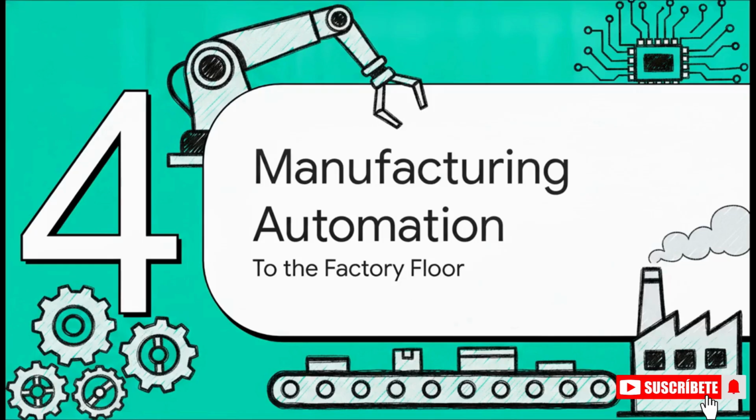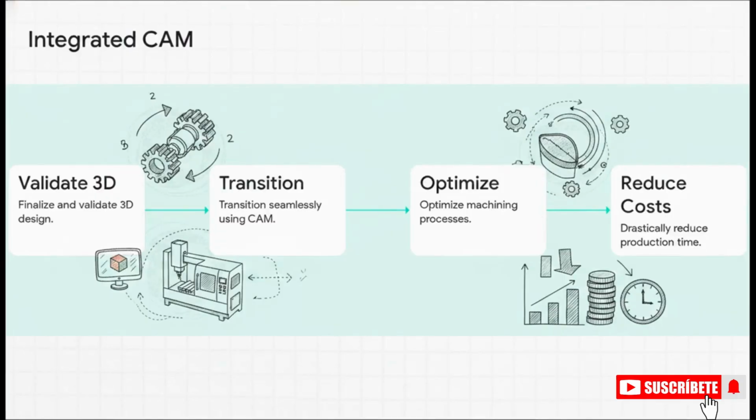Section 4. Manufacturing and automation. To the factory floor. The workflow of taking a validated design through Creo's integrated CAM solutions is just beautifully seamless. Step 1. You finalize and validate your 3D design. Step 2. You transition right into CAM without ever leaving the Creo environment. No exporting files, no translating formats, which, let's be honest, is usually where all the formatting nightmares happen. Step 3. You optimize the actual tool paths and machining processes directly on the model. And Step 4. You drastically reduce your production time and costs.